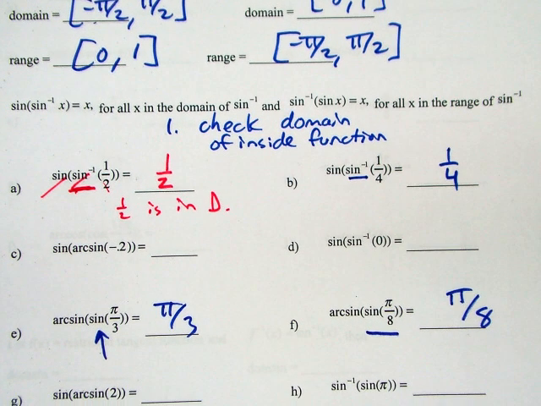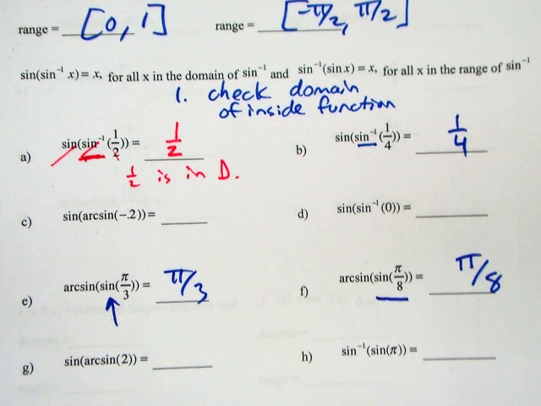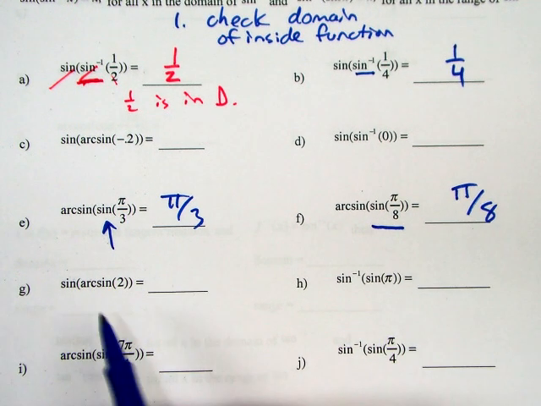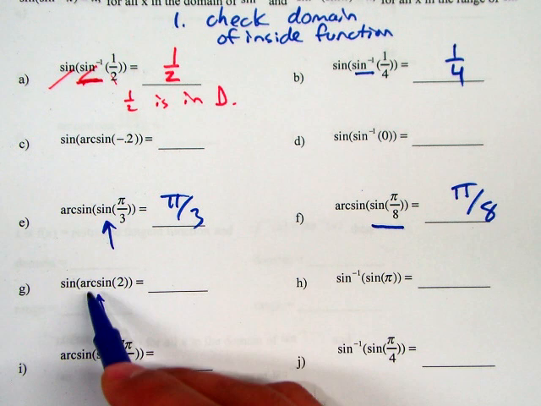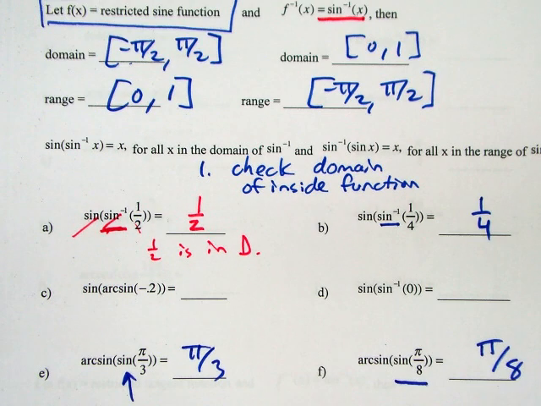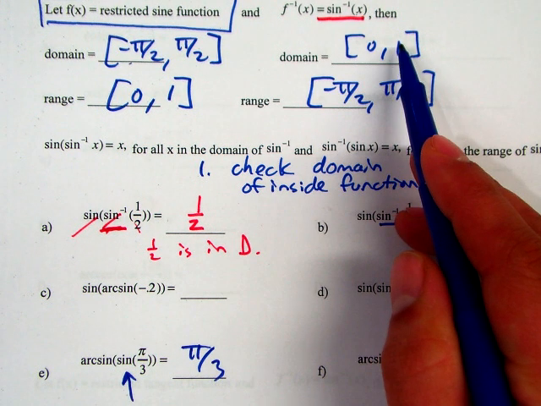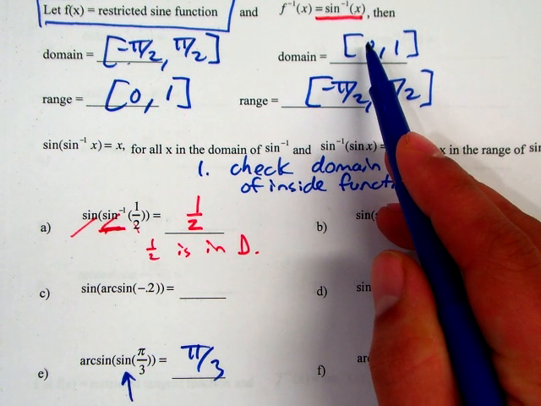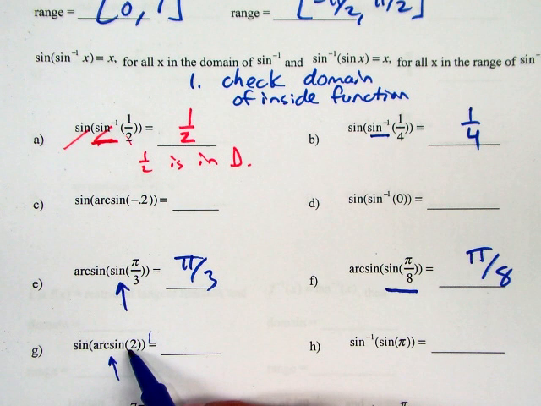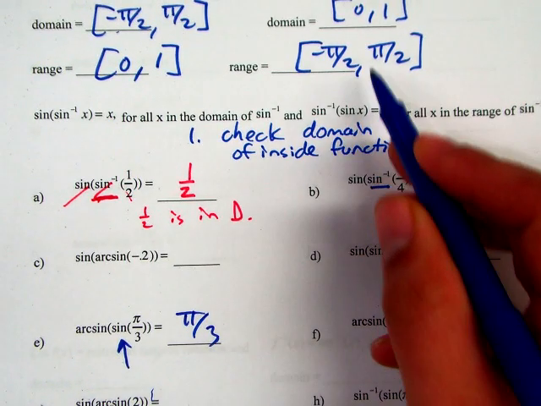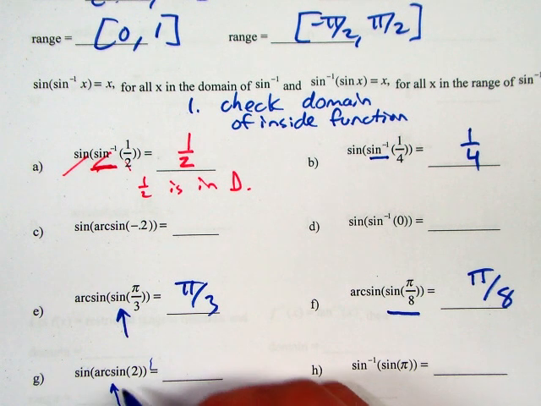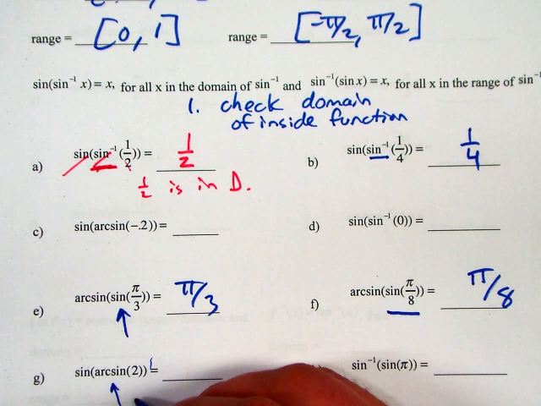Okay, so now we'll see a couple of examples where we have to think about it a little bit more carefully. Let's look at G. So here, on the inside, we have the inverse sine. The domain for inverse sine is from 0 to 1. So if we're going to do our nice little technique where we cancel everything, we want to check the domain. Is 2 between 0 and 1? Answer is no. Okay, so then what we try to do is answer the question, is this even possible?